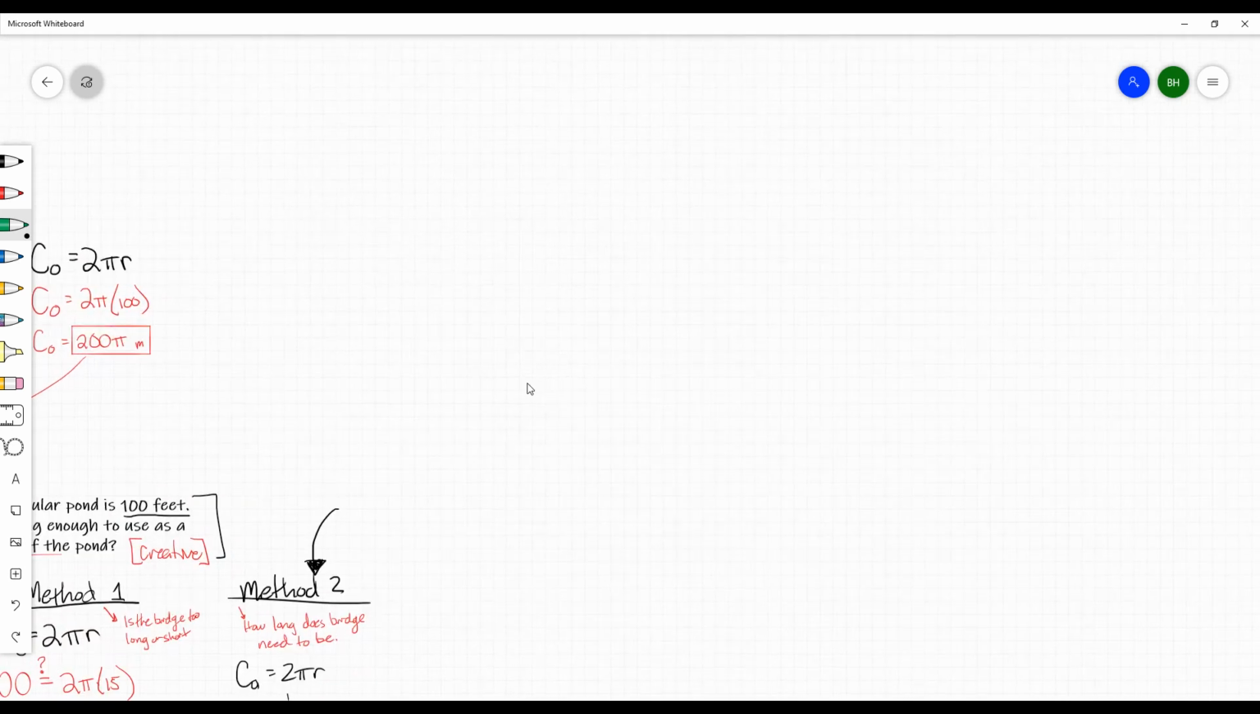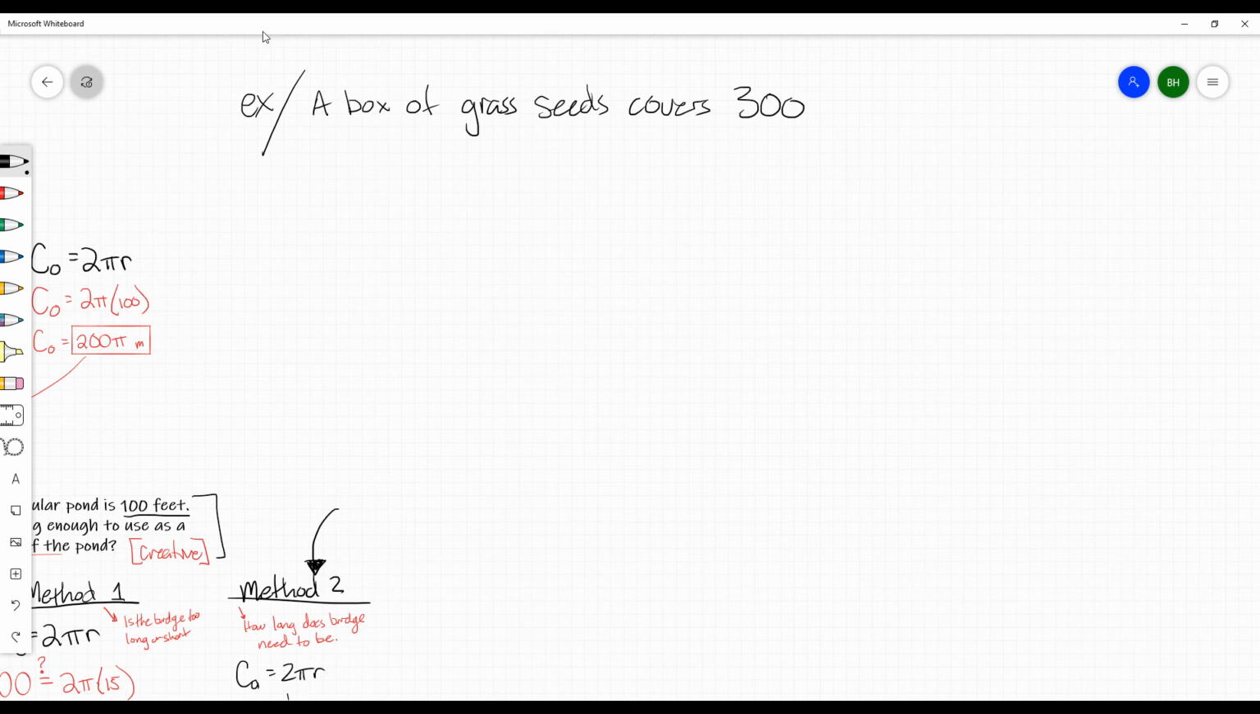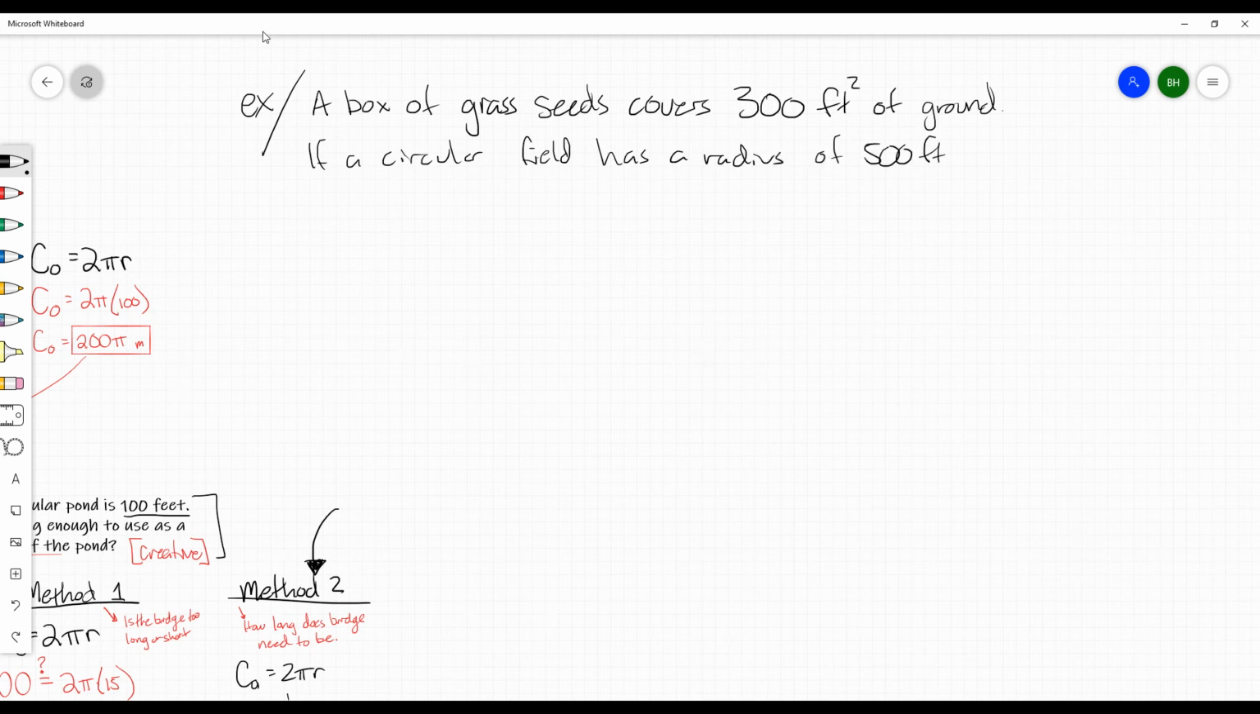Okay, so in this last example, for the area, we're going to calculate the area of the circle. We want to know that a box of grass seeds covers 300 square feet of ground. If a circular field has a radius of 500 feet, how many boxes will we need?